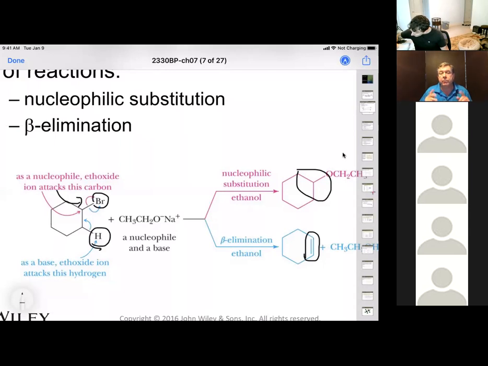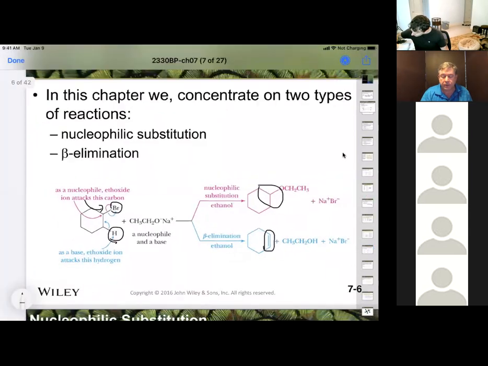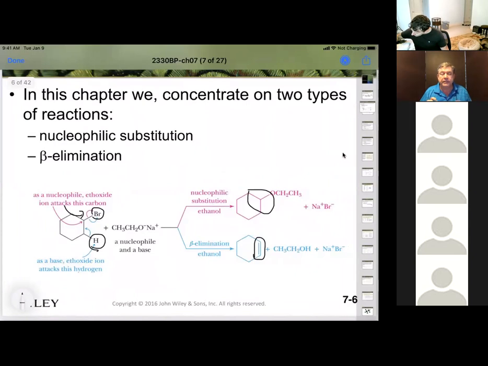So we can do both of those reactions with these halogenated materials. However, you must have a hydrogen on a beta carbon for it to eliminate. If you do not have a hydrogen, it will not do the elimination reaction. It will only do substitution reactions.